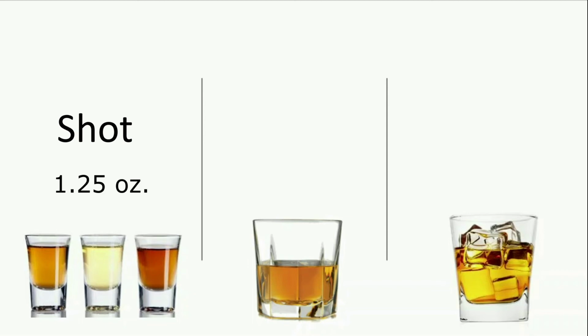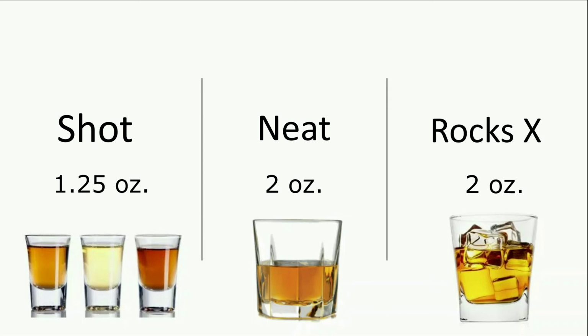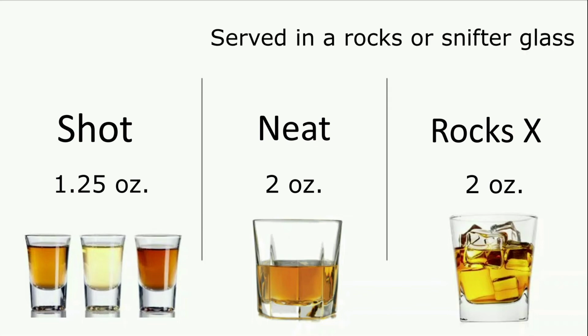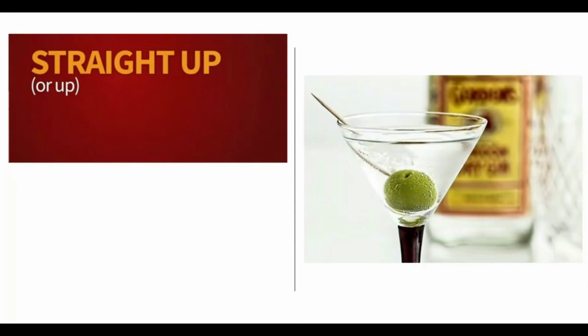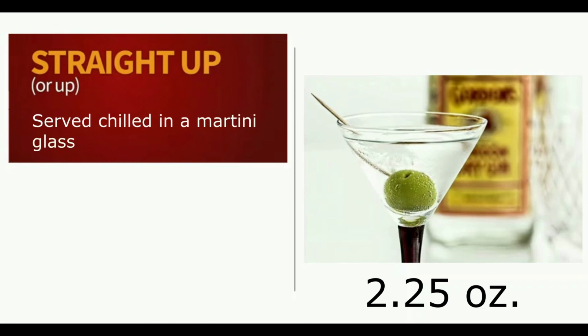Shots are served in that typical shot glass, you know the one. A drink served neat is a 2-ounce single liquor served at room temperature with no ice. A rocks drink is a 2-ounce pour served over ice with no mixer. Neat and rocks drinks are usually served in rocks glasses or in a snifter glass when serving cognacs or brandy. Up and straight up are served chilled in a martini glass with 2.25 ounces of liquor.